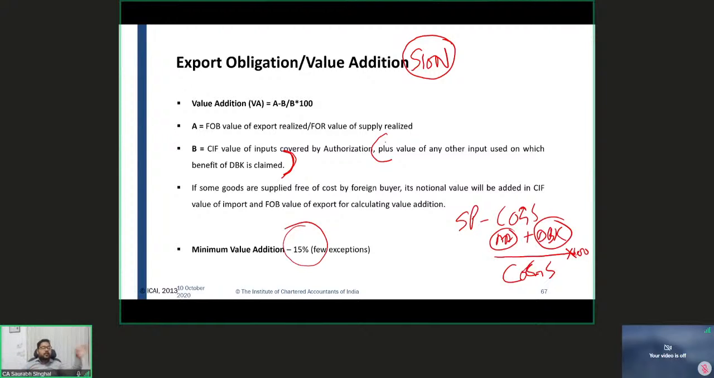Minimum 15% value addition. The only catch is that the purchase price shall include advance authorization goods as well as goods on which brand rate DBK is claimed. Suppose certain goods are supplied free of cost by the foreign buyer, then you add that FOC material here also and here also. Then you will say, if you add something in numerator also, denominator also, what is the difference? Sir, mathematics, there will be a different ratio that will come out. Numerator and denominator, if you add the same amount, the ratio changes.